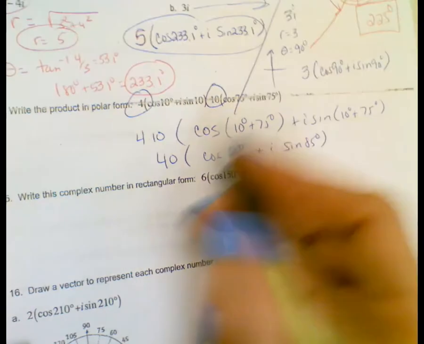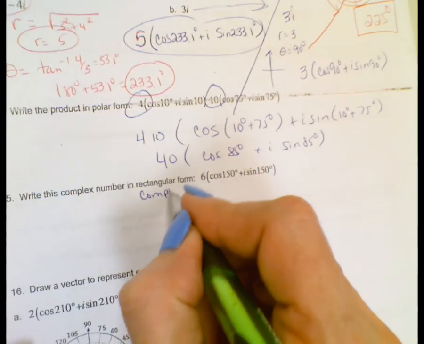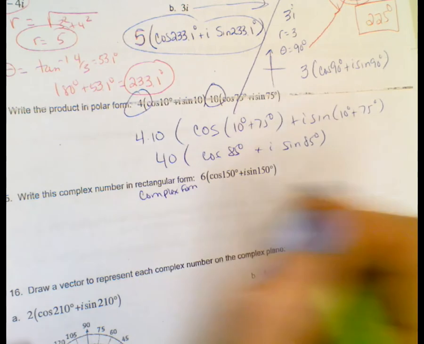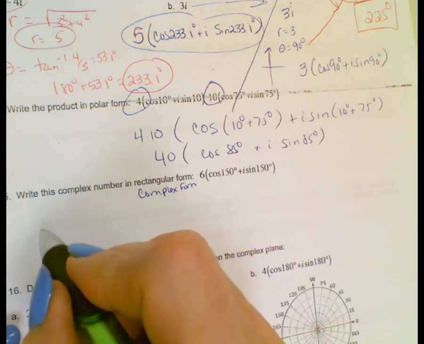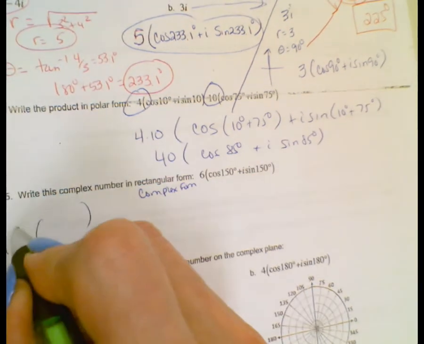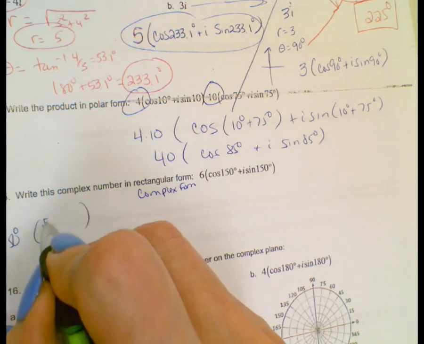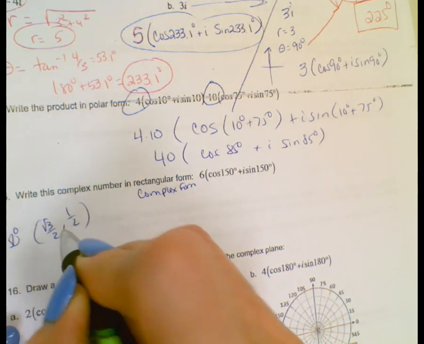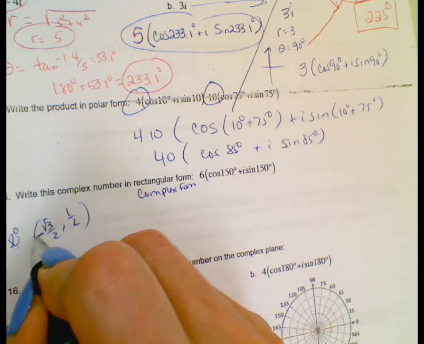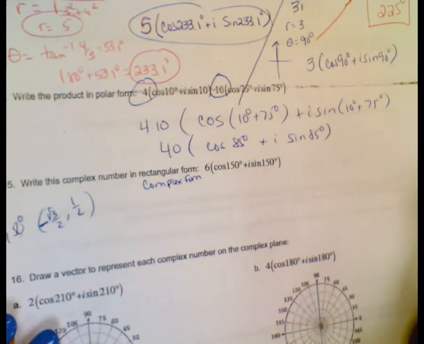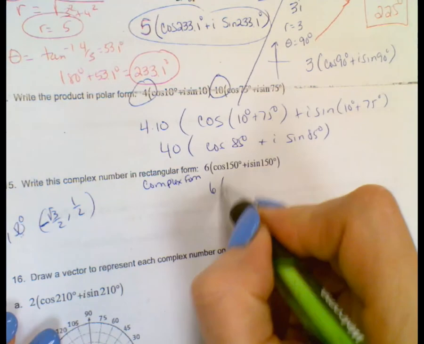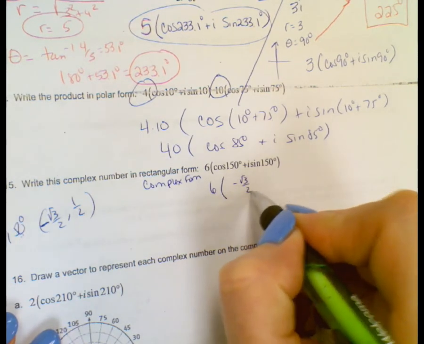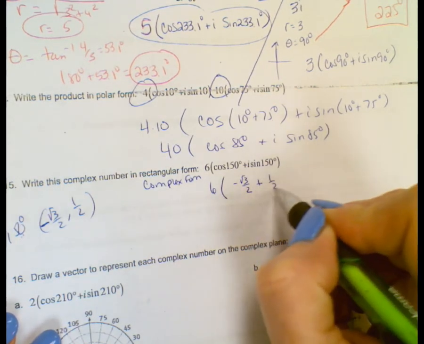15. Write the complex number in rectangular form. Rectangular form is another word for complex form. So you need to know your unit circle values. So 150 on the unit circle has to do with the 30, so it starts with radical 3 over 2 and 1/2. But it's in the second quadrant, so the x-coordinate is negative. So this is 6 times negative radical 3 over 2 plus 1/2 i.